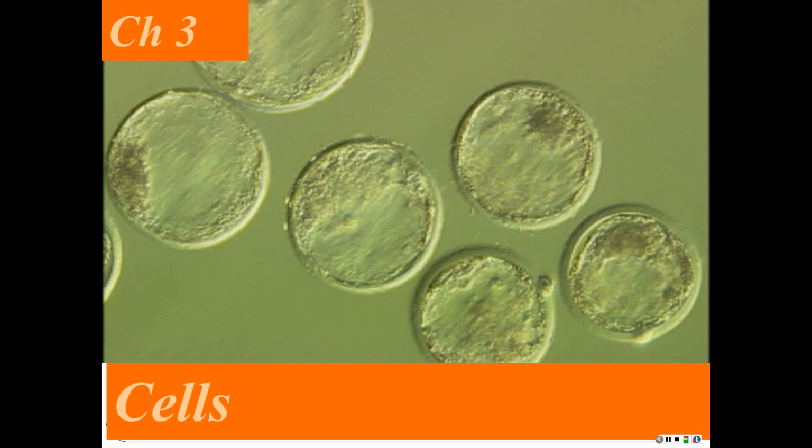Okay, we're going to continue the rest of Chapter 3. In the previous presentation we just looked at cells in general, and now we're going to look in some more detail at a eukaryotic cell. And we're going to start out with looking at the different types of organelles.